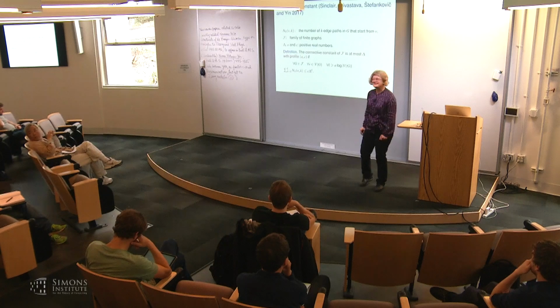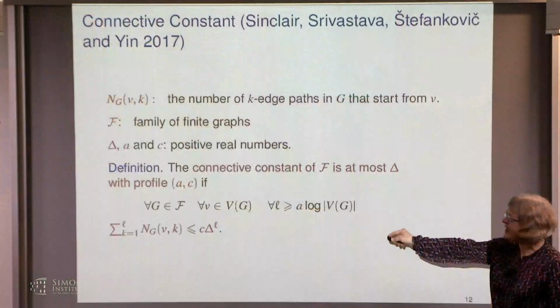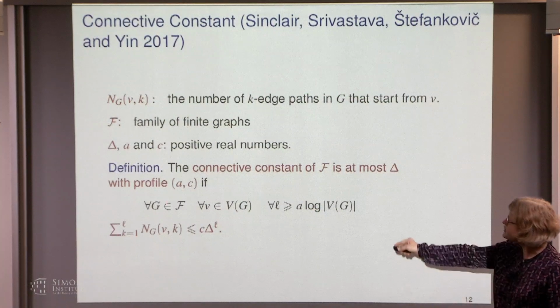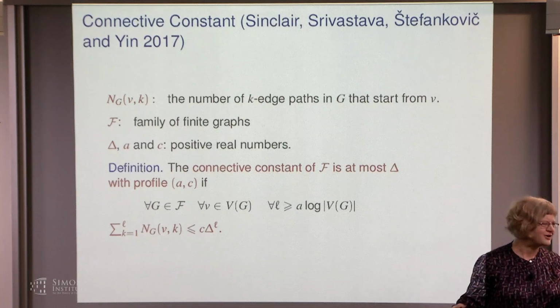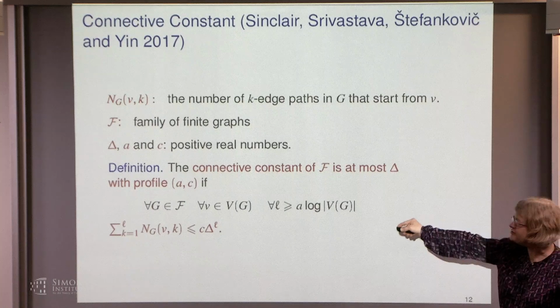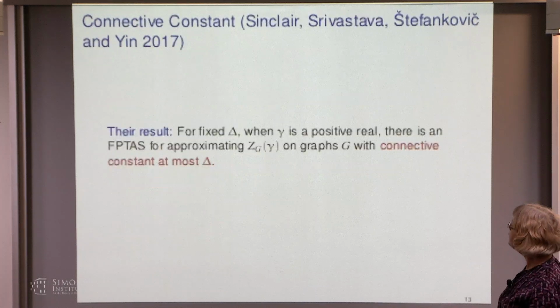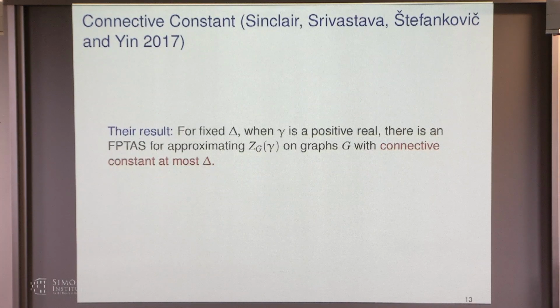Good. So that's the connective constant, and if you forget all these symbols, just remember that A and C are some constants. I put them in just because that's how the results are going to get stated. So a family of graphs has connective constant delta with this profile A and C if all this holds. Okay, so what do those guys do?